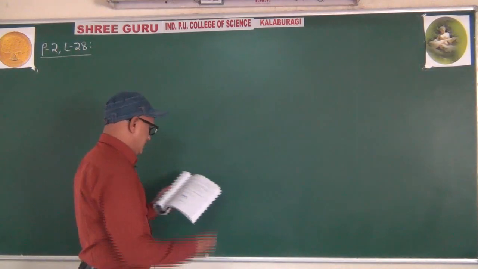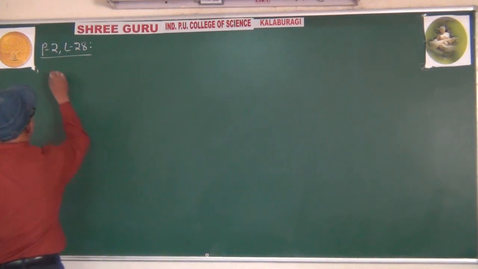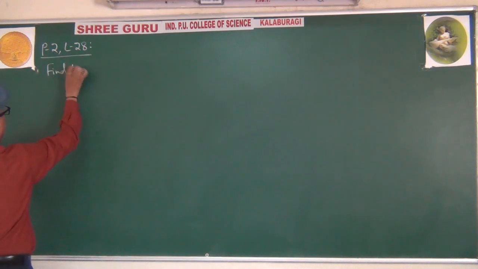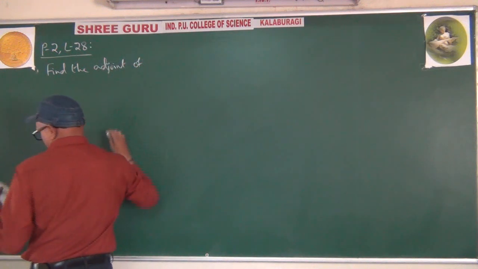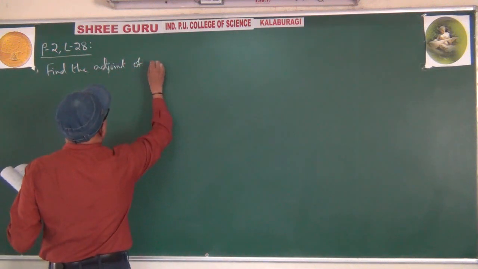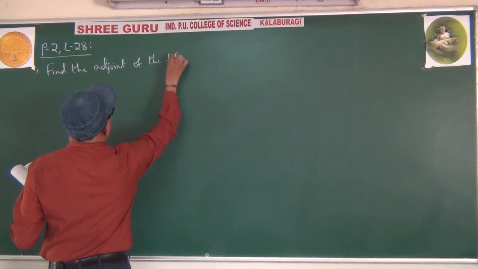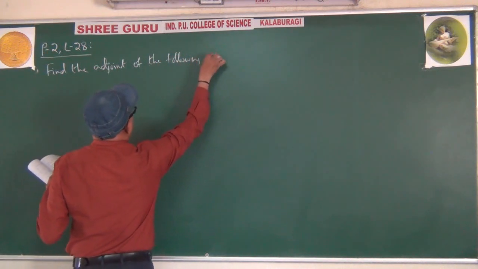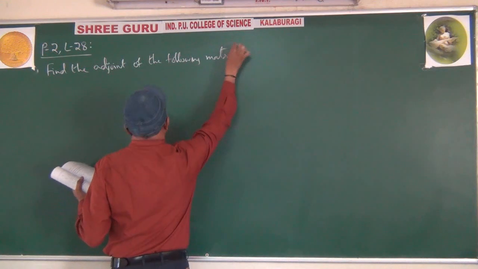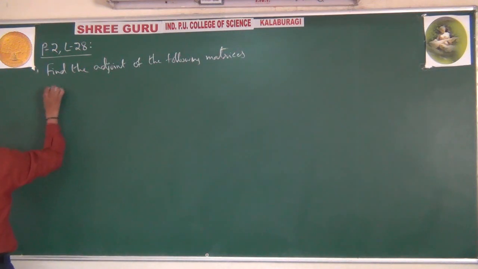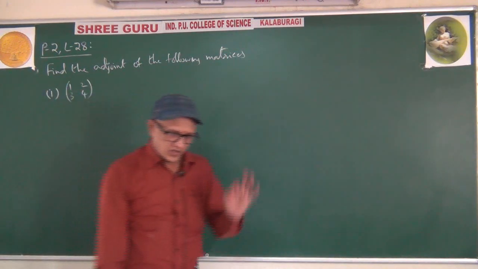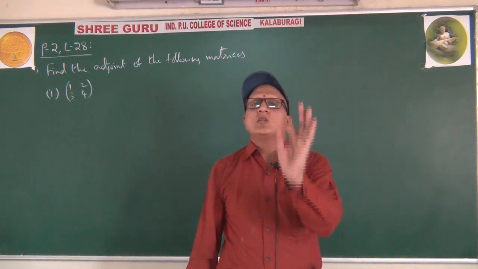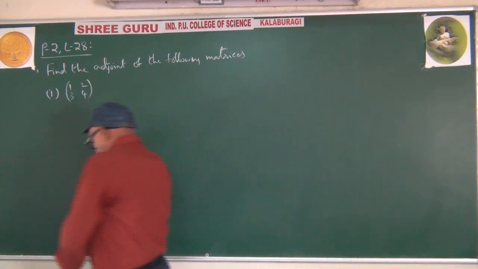Find the adjoint of each of the following matrices. First question: 1, 2, 3, 4. Adjoint of the matrix we have to find. Adjoint of the matrix means, first of all, what we have to find? Cofactors of the elements. Let us find cofactors of elements.